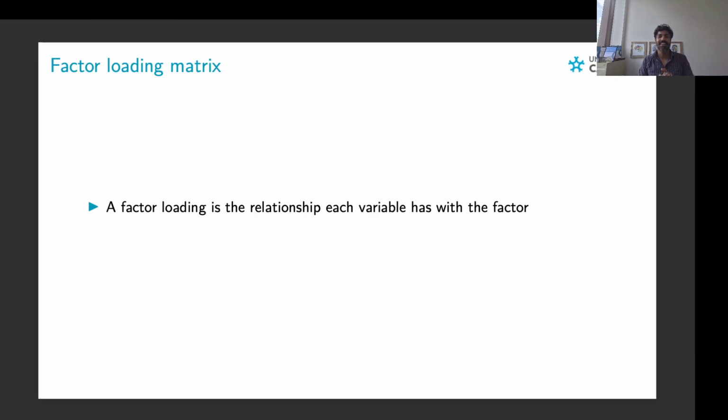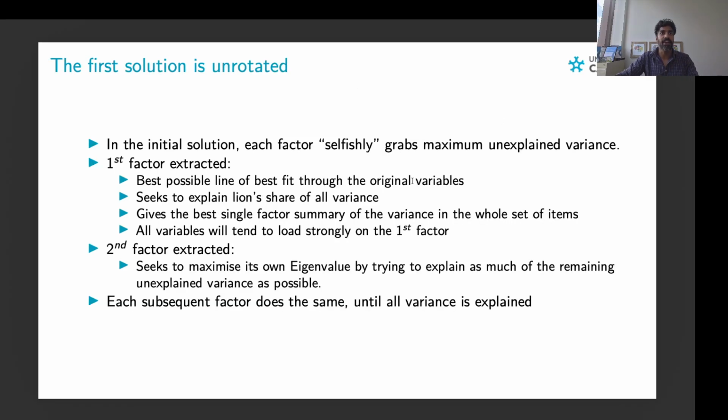Welcome back. Let's get stuck into factor loading matrices and rotating solutions, and what does all of this really mean? So a factor loading is the relationship that each variable or item has with the factor, right? So you have a factor, you have an item. What is the relationship that that item or variable has with that factor? Now, you can take different solutions here. The first solution can typically be an unrotated one.